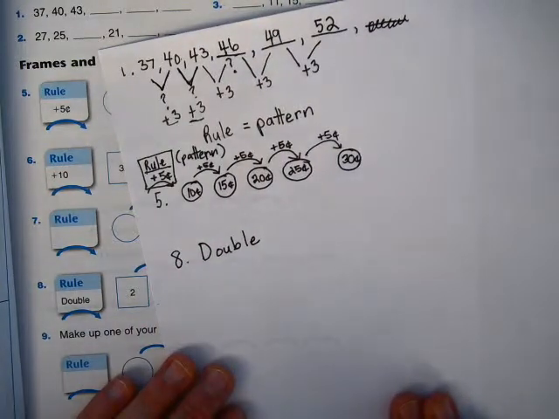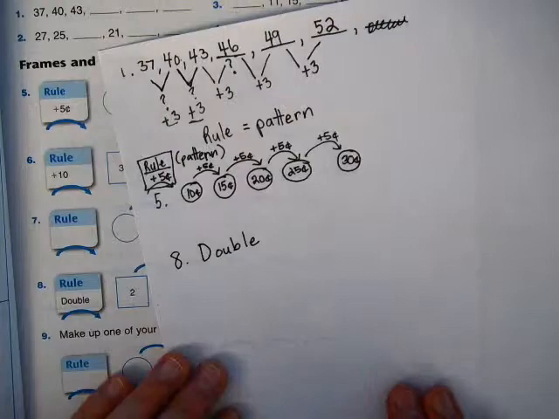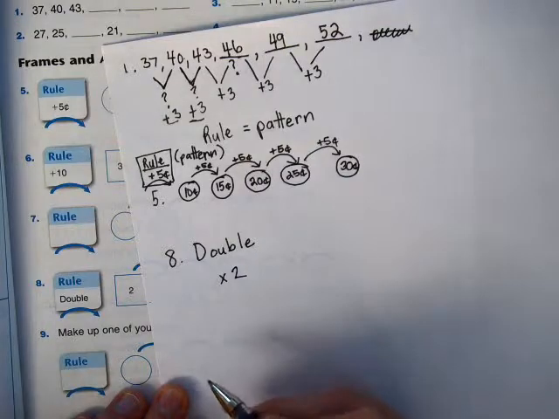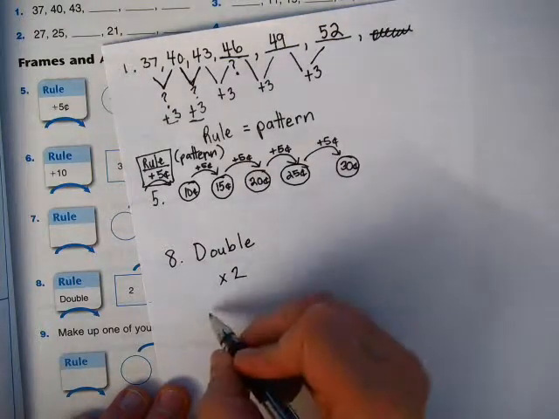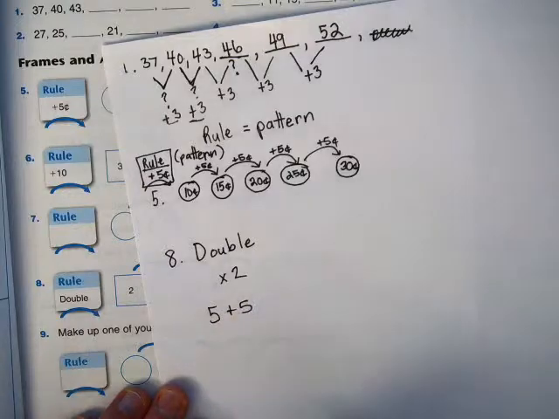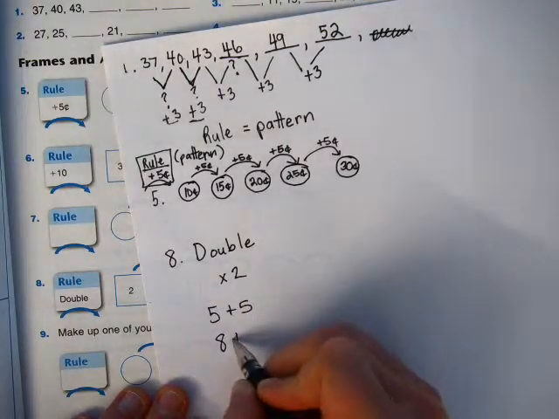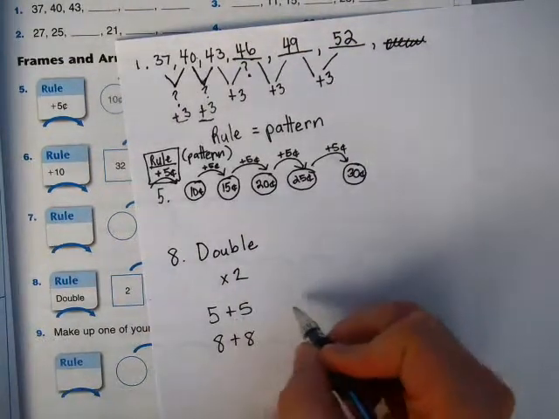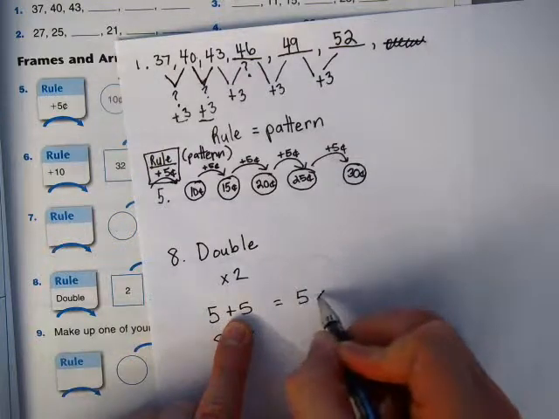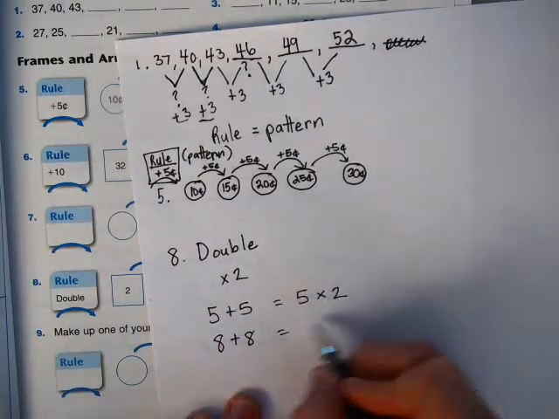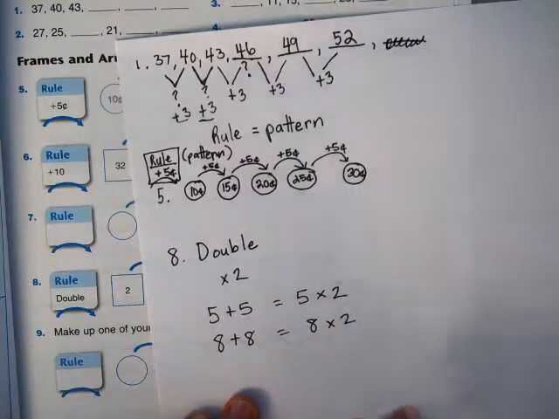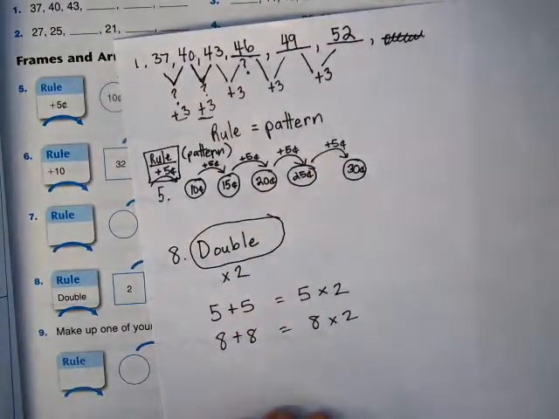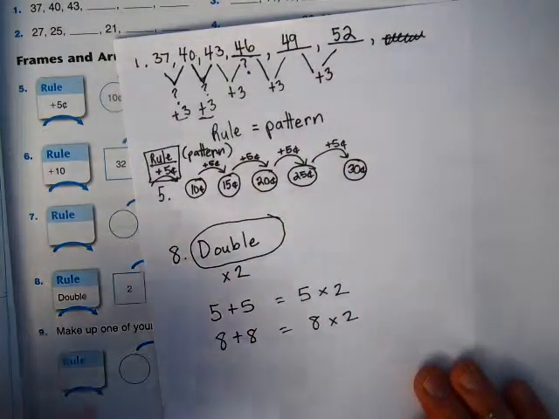Who knows what double means? Raise your hand if you know what double means. Double means, for those of you that don't know, times 2, or adding 2 of the same numbers together. So if the number is 5, you would do 5 plus 5. If the number is 8, you would do 8 plus 8. And for those of you who are already thinking about multiplication, this 5 plus 5 is the same thing as 5 times 2. 8 plus 8 is the same thing as 8 times 2. And all of these things are called doubling. You're doubling when you do 2 of the same number.